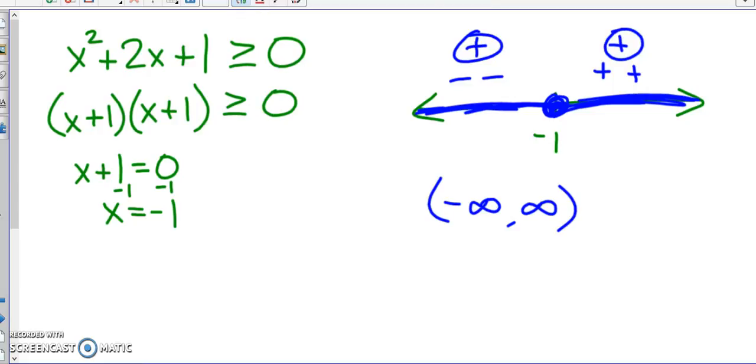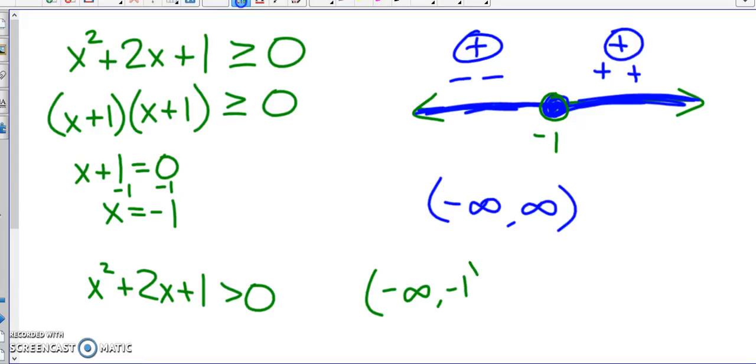Now, if I had changed this to be x squared plus 2x plus 1 is greater than 0, what would be the difference? Well, since the equal to part's not there, this piece would all of a sudden be open. And if that were the case, it would no longer be negative infinity to infinity. This would be negative infinity to negative 1, union negative 1 to infinity.